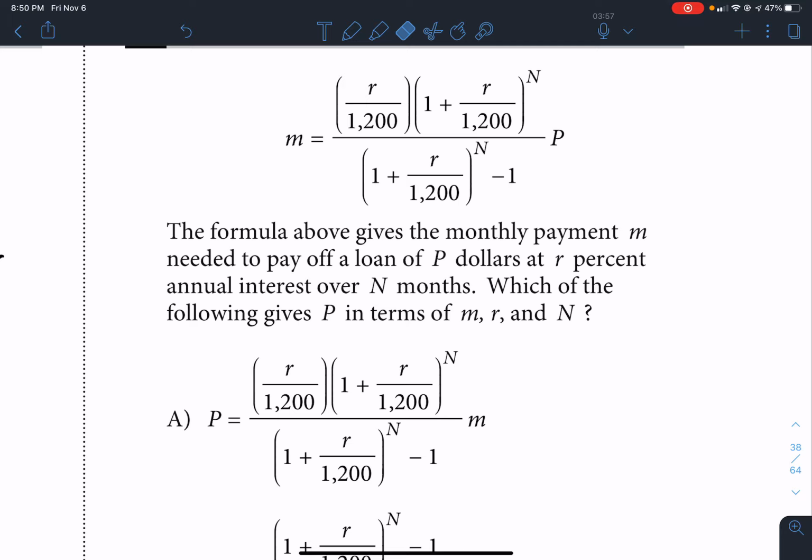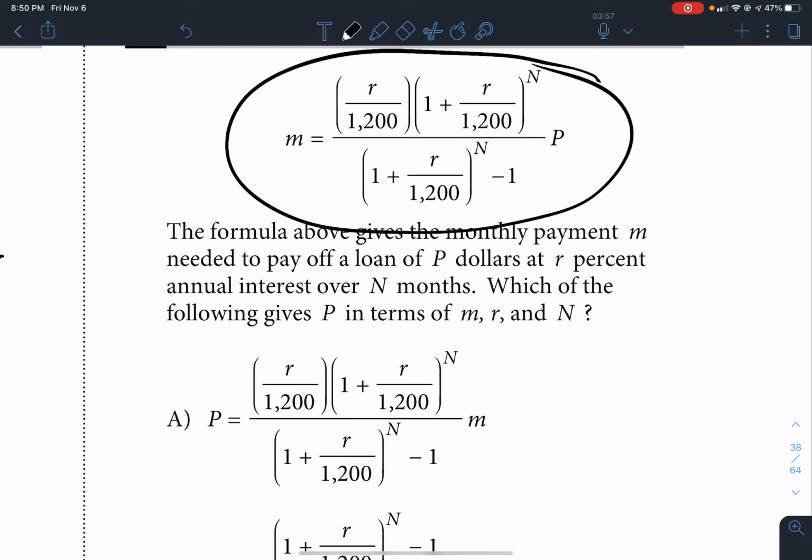The formula above gives the monthly payment M needed to pay off a loan of P dollars at R% annual interest over N months. Which of the following gives P in terms of M, R, and N? So when you first look at this equation, this whole gigantic equation above, it's really scary.